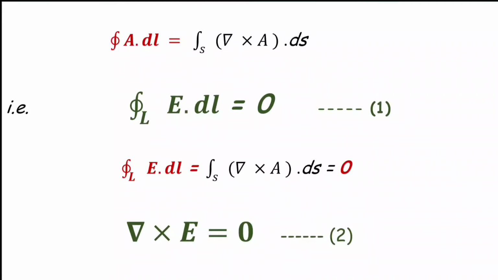So in place of vector A let us consider our electric field vector, that is closed integral L E dot dl is equal to 0, our first equation. So closed integral L E dot dl is equal to, now converting this line integral into surface integral with the help of Stokes theorem, integral S del cross A dot ds is equal to 0. Therefore del cross A, in place of A we can write E. Therefore del cross E is equal to 0 is our second equation.